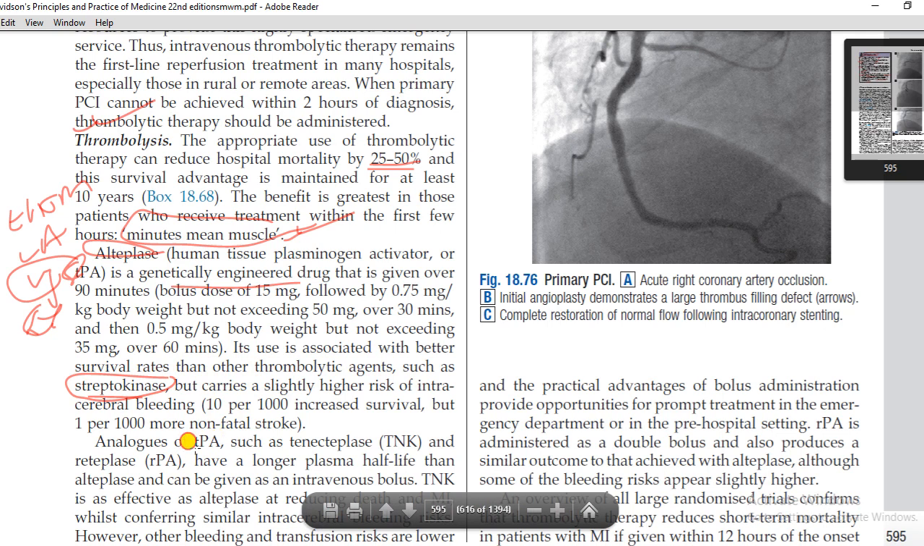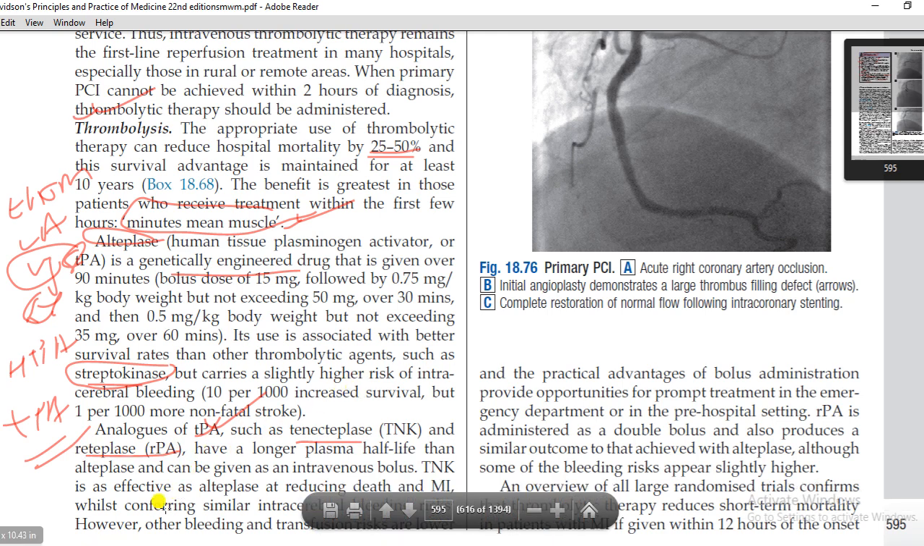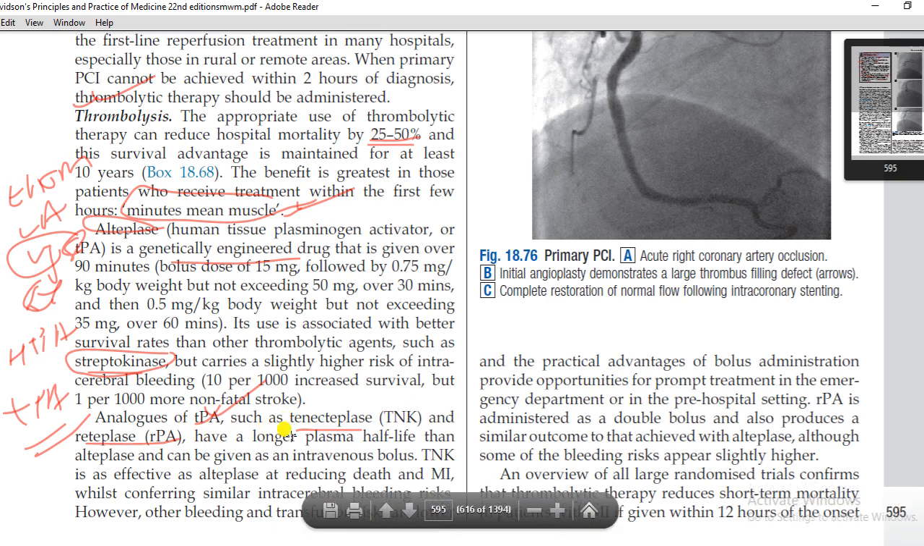Analogs: tPA is alteplase, human tissue plasminogen activator. In short, it is called tissue plasminogen activator (tPA). And analogs such as tenecteplase and reteplase (rPA) have a longer plasma half-life than alteplase. They have a longer plasma half-life and can be given as an intravenous bolus.